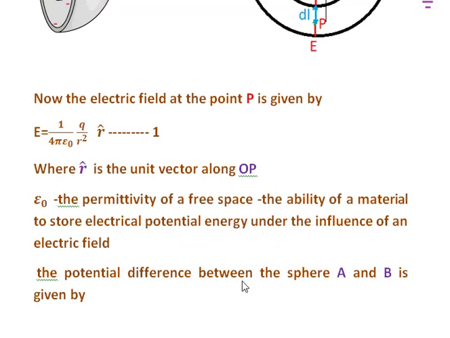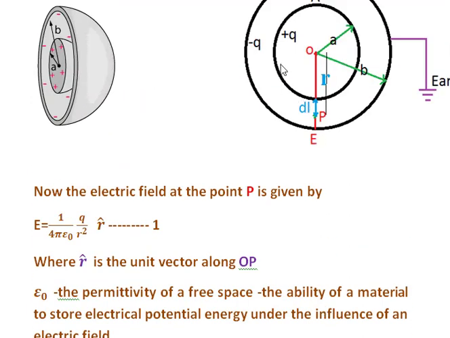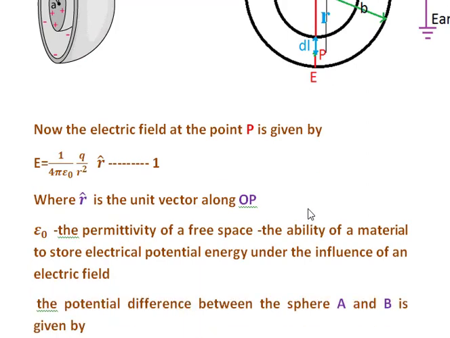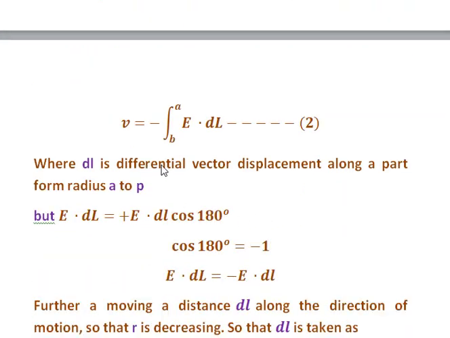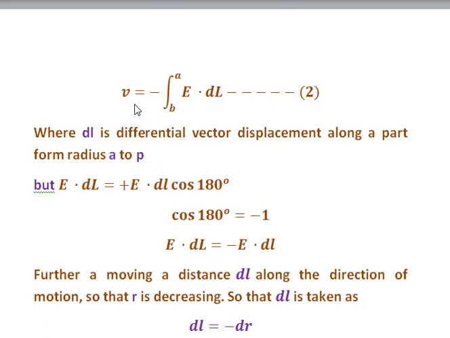So the potential difference between the spheres A and B is given by the voltage V_B equal to minus integral a to b of E dot dl, where dl is a differential vector displacement along a path from a radius a to P.